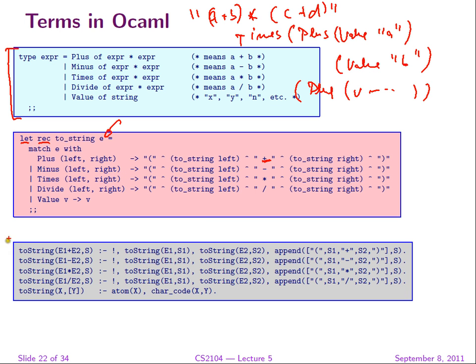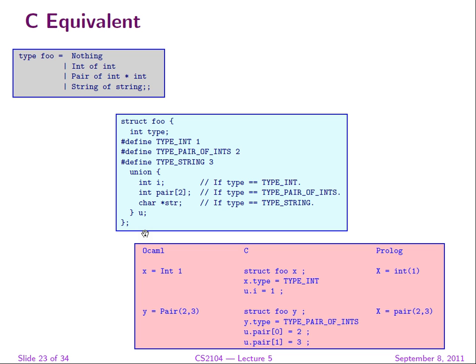And this is the old Prolog program, just for comparison. So you can see the correspondence. It's pretty obvious. The Prolog program, of course, is easier to write and easier to use, but it has the drawback of failing silently on wrong input, which is misleading. What is the C equivalent of terms in Prolog?